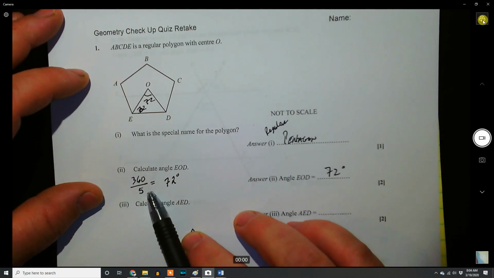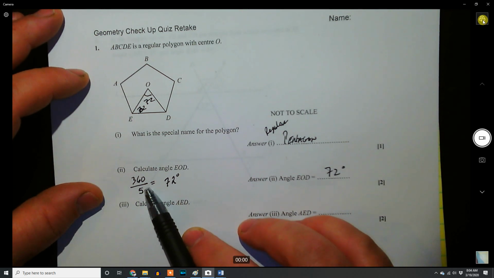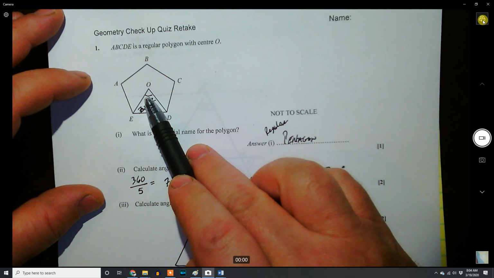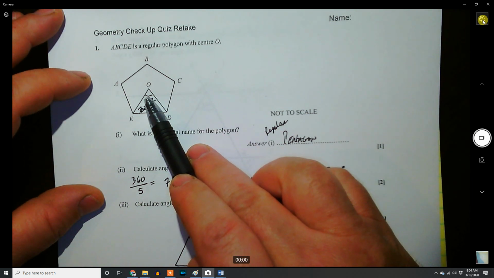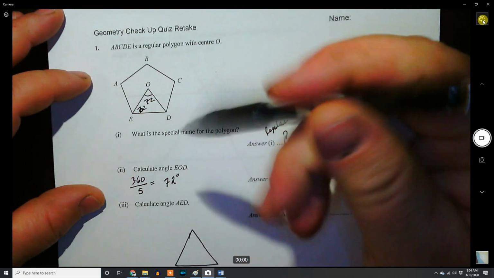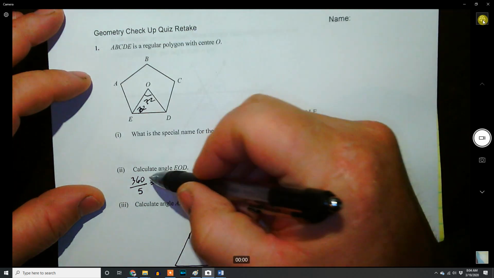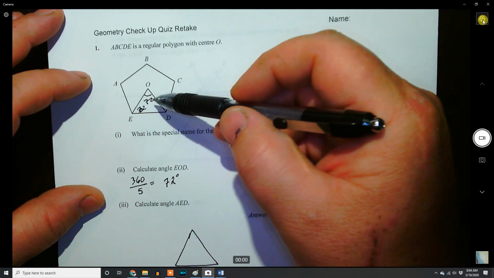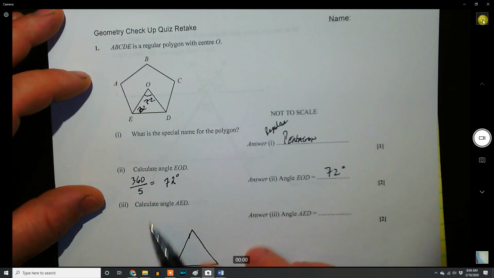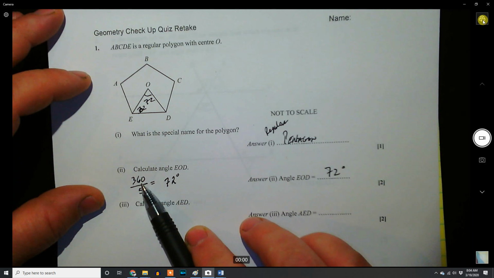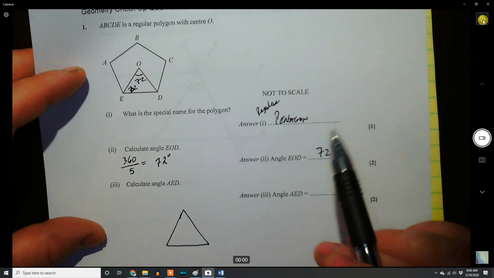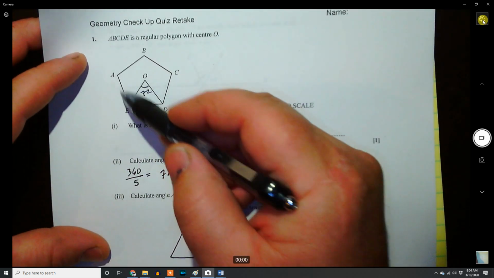Now, angle EOD. I already have the calculation here. But if you didn't get that, then there's a key piece of information you didn't identify. You didn't identify what kind of angle this is. This is a central angle. Central angles add up to 360 degrees, and the number of central angles in a polygon is the same as the number of sides. So 5 sides, the sum is 360. All you got to do is divide, so you got 72 degrees.